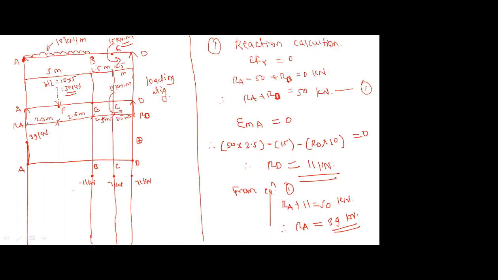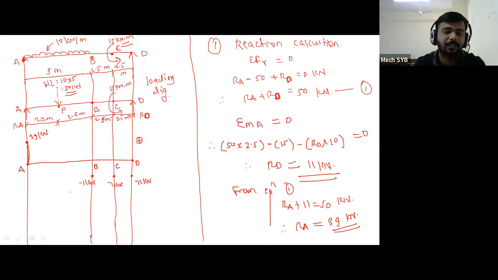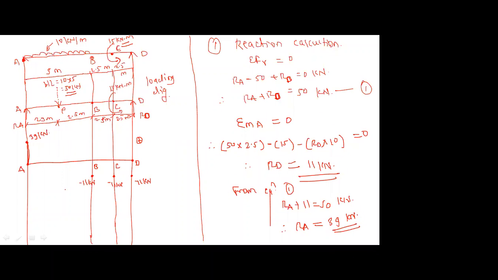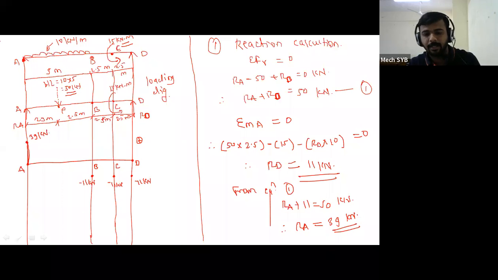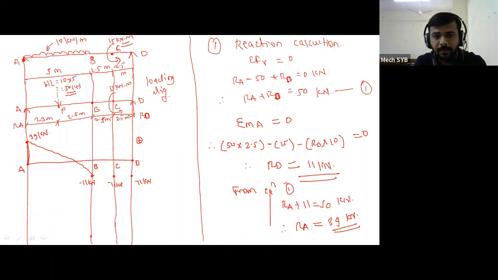0. Then how to draw AB distance? Again UDL is there, and if UDL is there, there is an inclined line. Then B to C horizontal, C to D horizontal, and म्हणजे नुसते पॉइंट फक्त जॉइन करायचे. फक्त जॉइन करताना whether it is inclined line or parabolic curve or cubic curve, that we have to check.